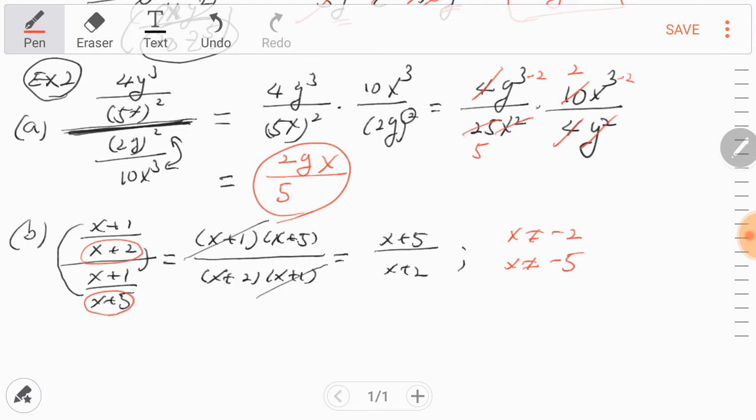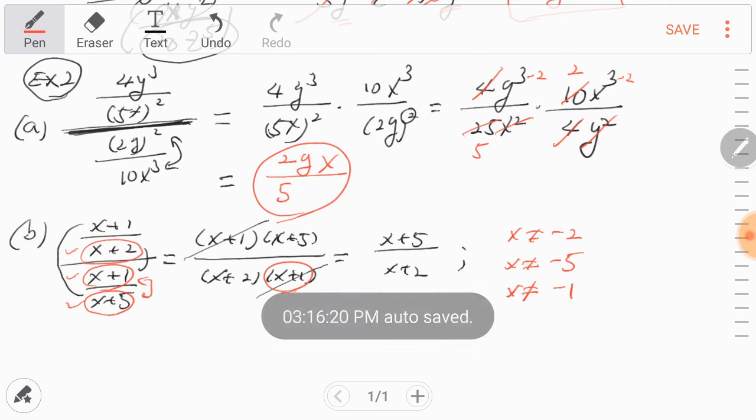Okay, then once we make this one reciprocal, now x plus 1 becomes denominator. So this one becomes denominator. So we know that x cannot be also negative 1. So in this case, for the complex fraction, the restricted values come from all these 3 parts from the bottom. All these three parts are used to find the restricted values.